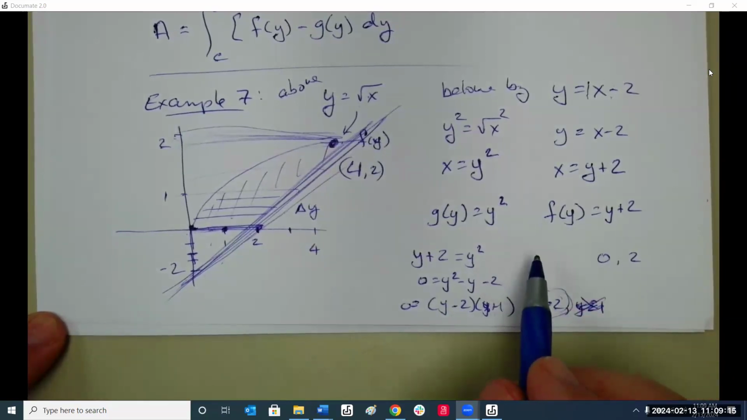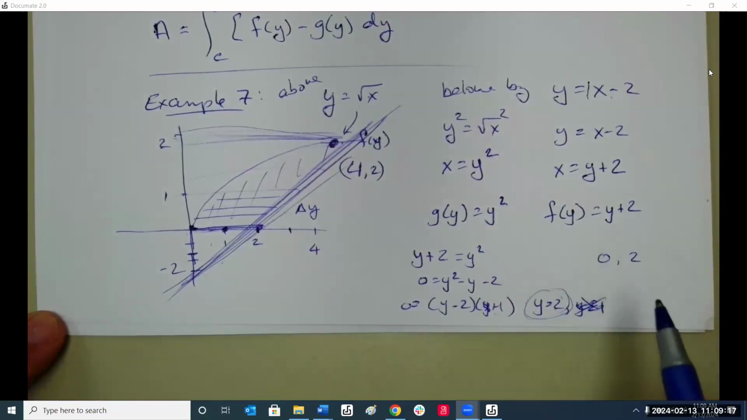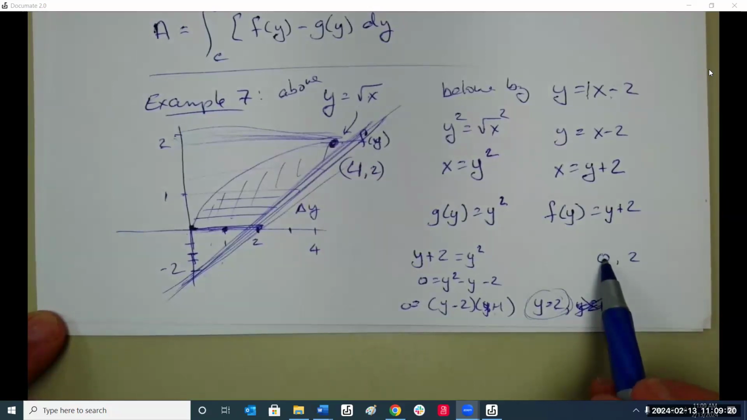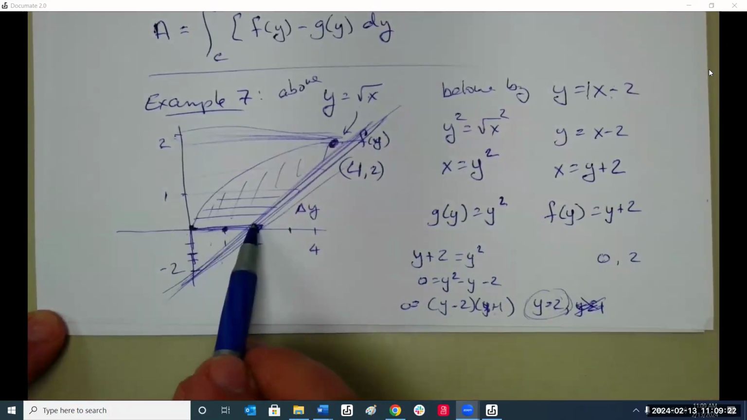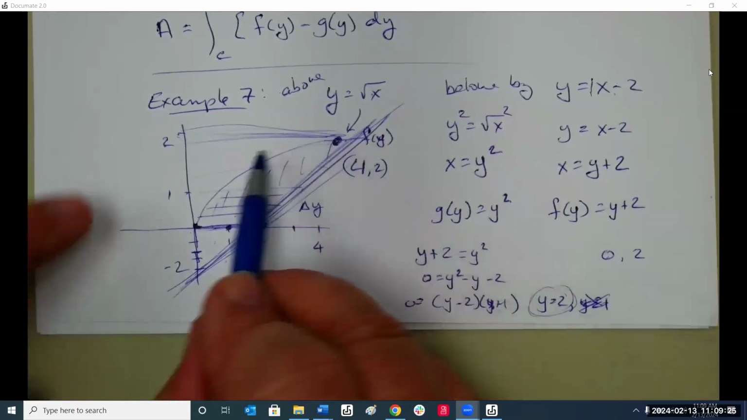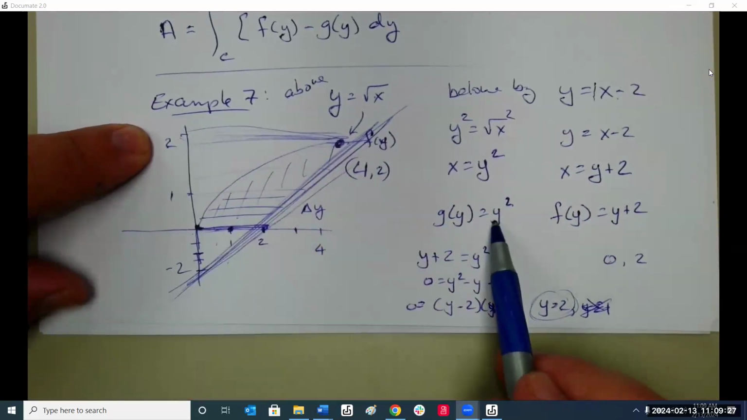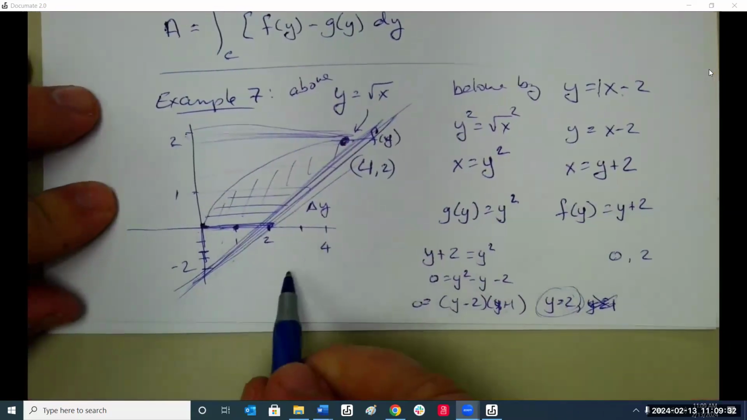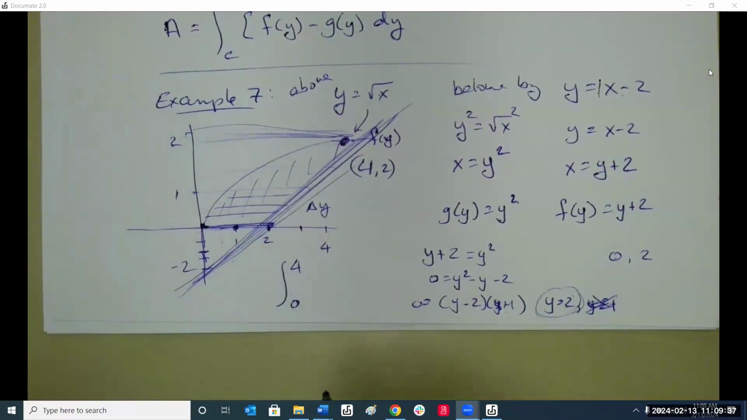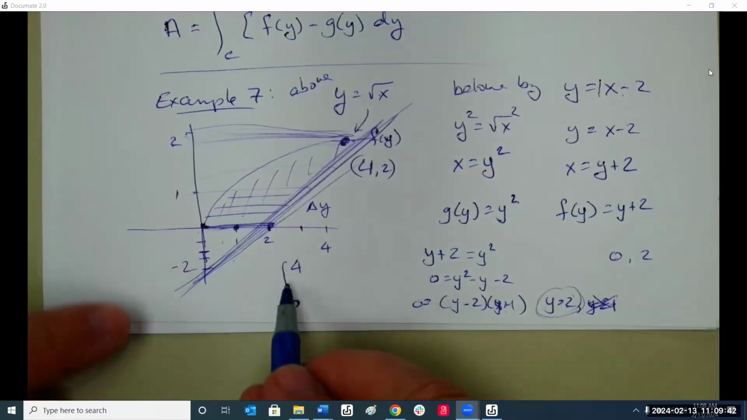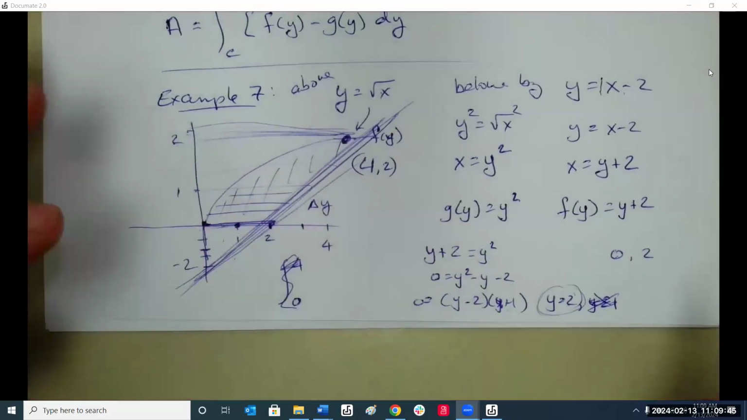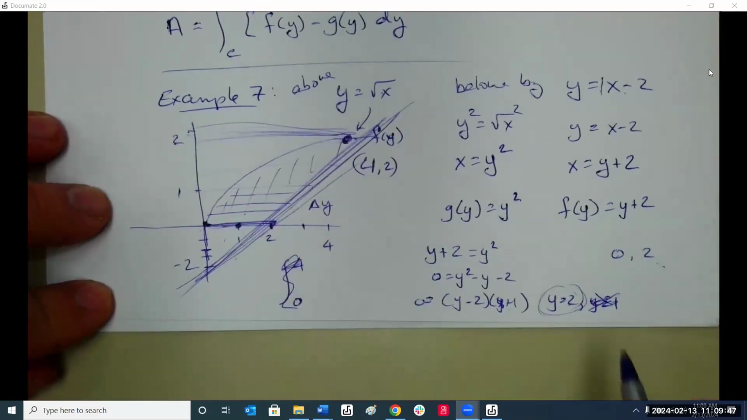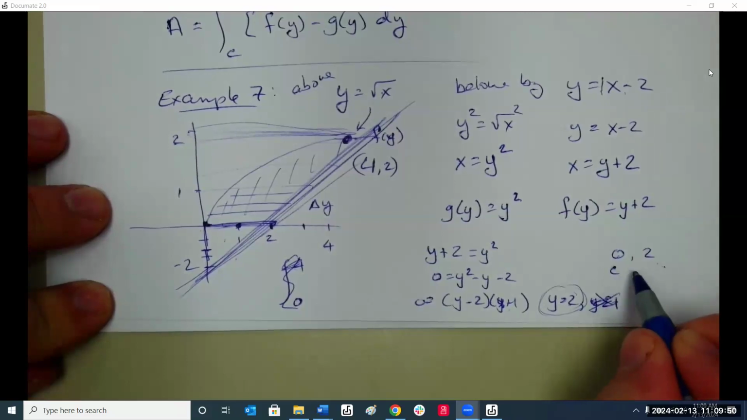Let's see where they're going to go. I mean, what values we have. 0. Well, this one's got to be at 0. And when we square 2, we get 4. So our bounds of integration are going to be from 0 to 4. That's I'm doing y, I'm sorry. So our bounds of integration are going to be, this is C and that's D.